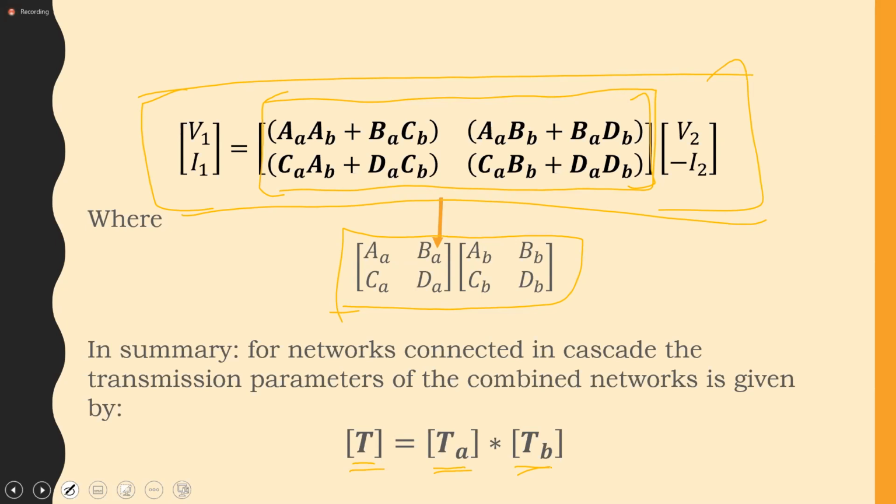All right. So in summary, if they are in parallel, we add the admittance parameters. If they are in series, we add the impedance parameters. And if they are in cascade, then we multiply the transmission parameters. And this will give us the overall of the combined networks.